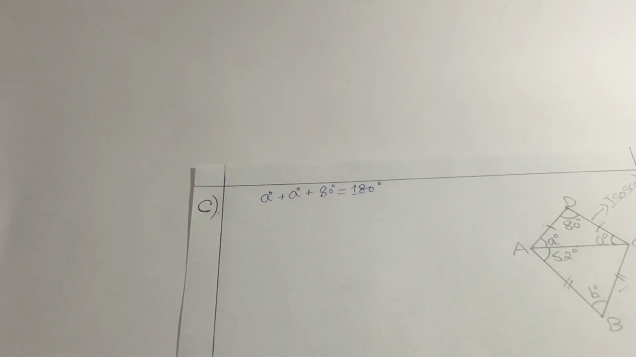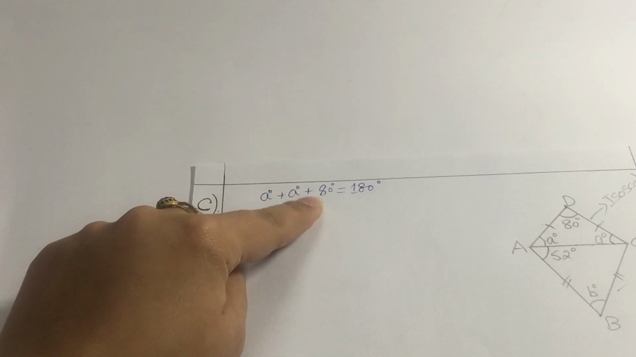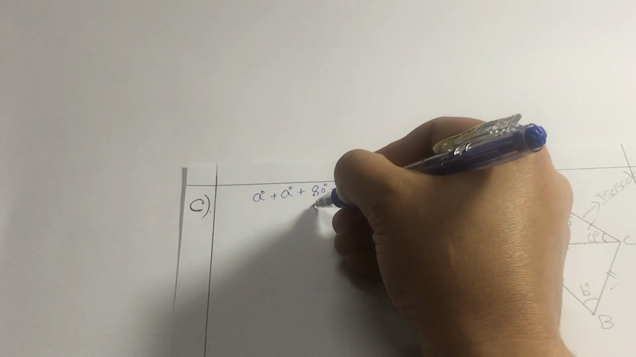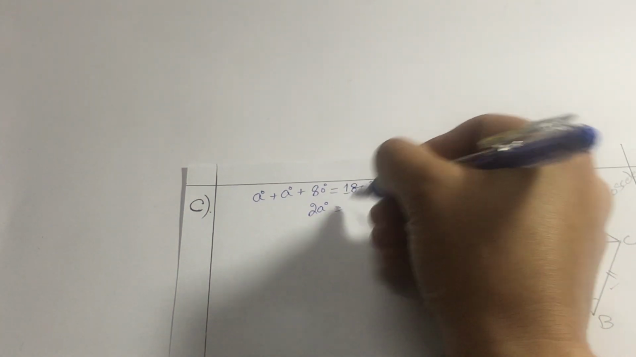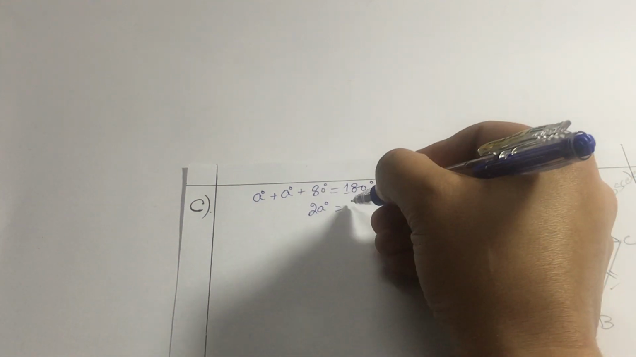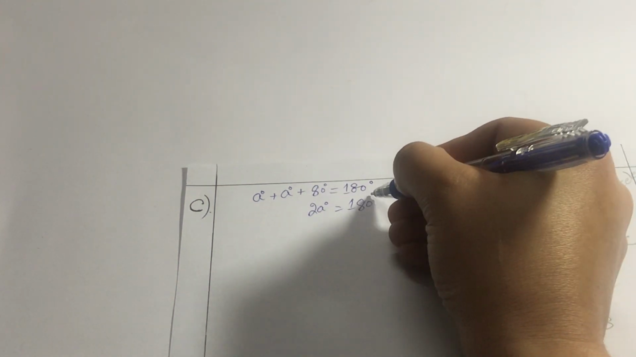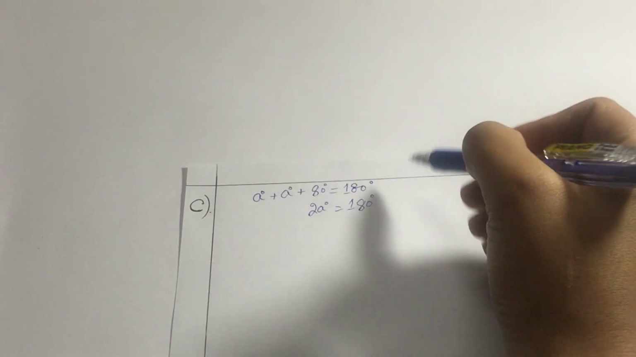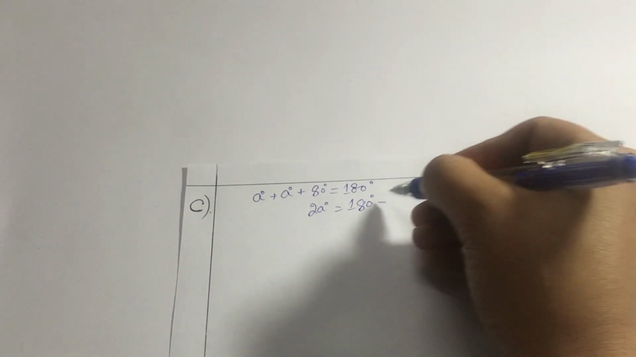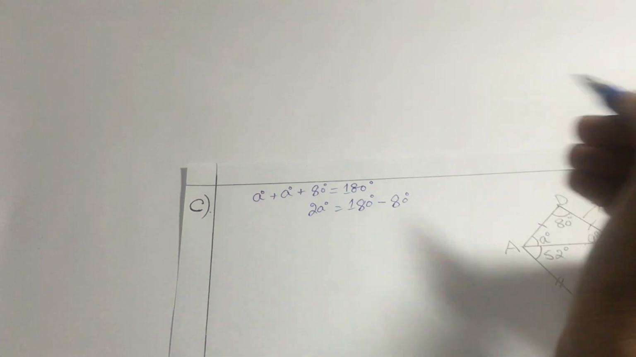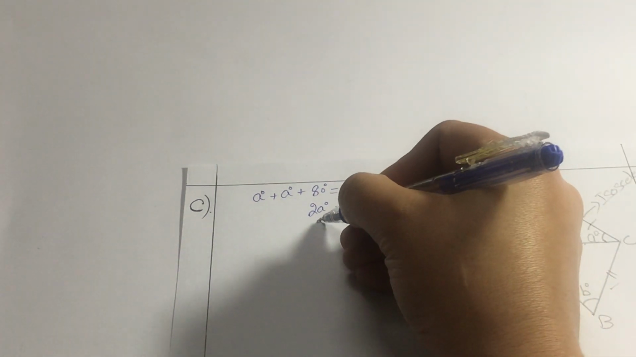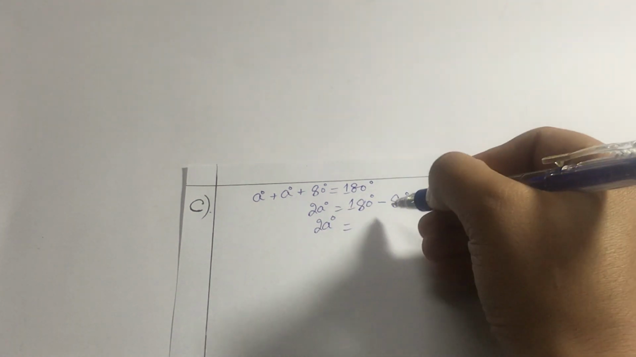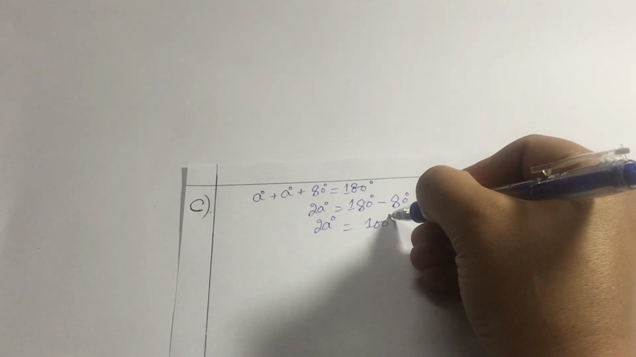Now, we need to combine the like terms. A and A both are like terms. 80 and 180 are like terms, right? So A plus A would be 2A, and you need to shift 80 degrees to the other side. I'm doing it in one step. You can do it in two steps. It's your choice, right? It is positive here and it would be negative on the right-hand side. So 2A degrees is equal to 180 minus 80. Yes, it's 100 degrees, right?